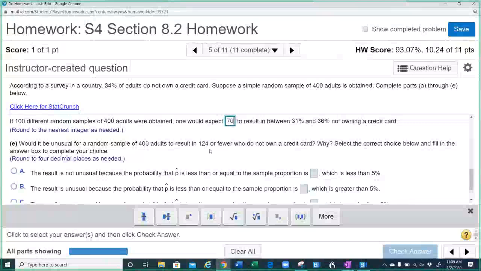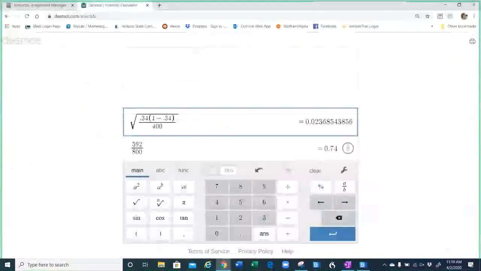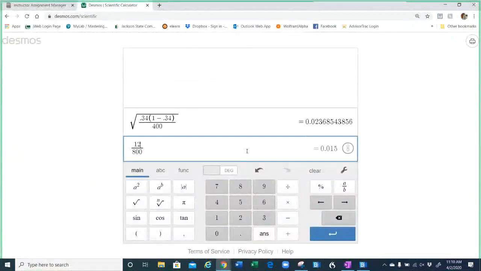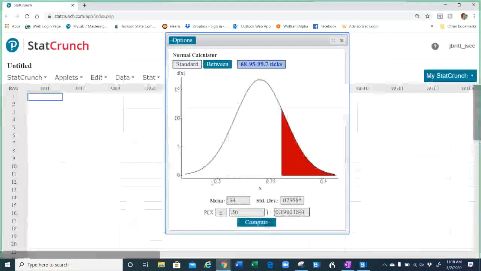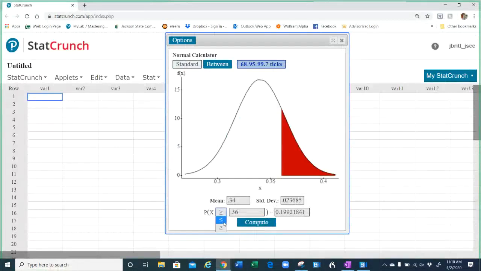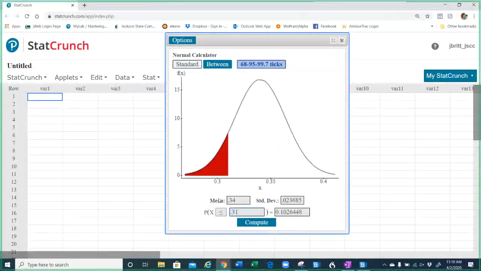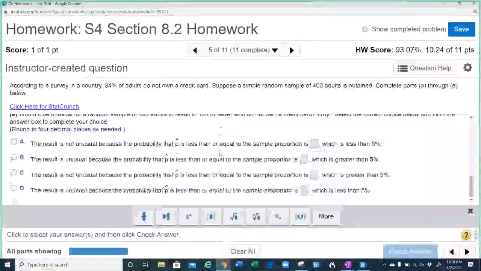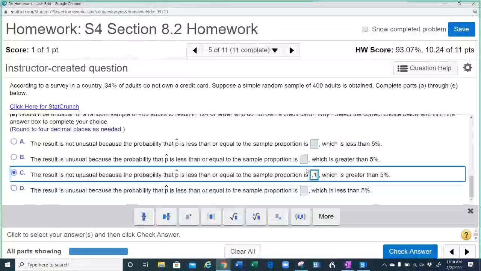And then 124 out of 400 or fewer. So here we have to convert 124 out of 400, which is fewer than 31%. Fewer than 31%, we get 0.1026, which is not unusual because the probability is greater than 5%.